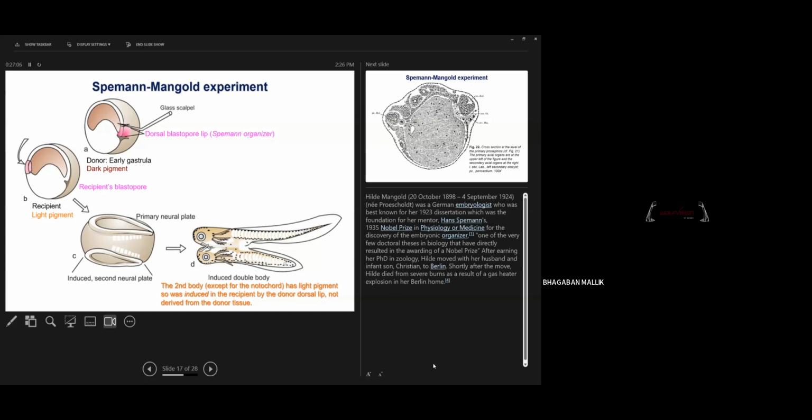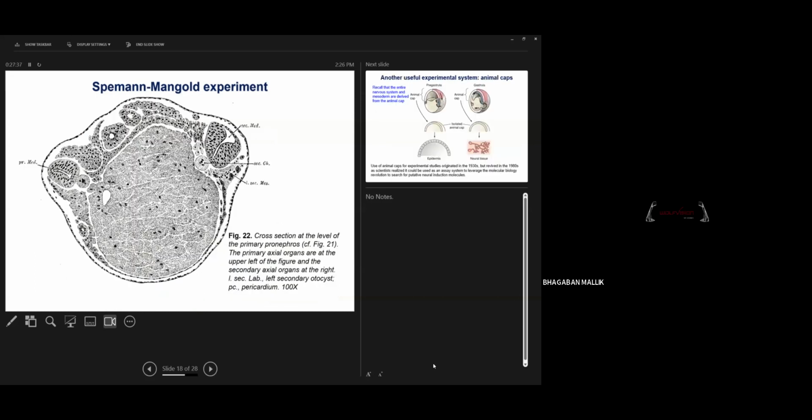This is because something present in the dorsal blastopore lip is actually specifying or developing the embryo, and they called it the organizer of this embryo. Later they named it the Spemann-Mangold organizer. It organizes the nervous tissue and the pattern of the anterior-posterior axis of this animal. And this is from Mangold's thesis.